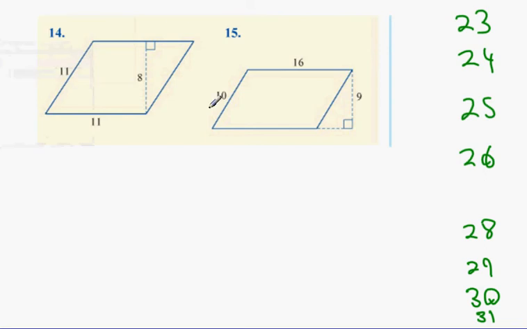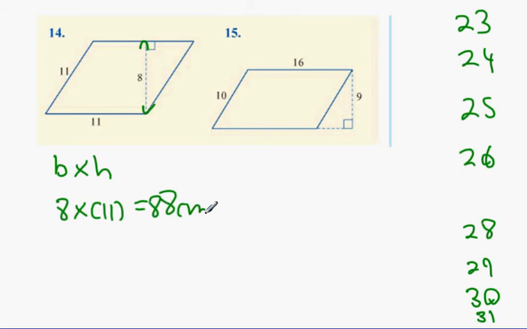This question here, you asked for the area of a parallelogram. Now the thing to remember is that a parallelogram's area is just base by height. It's not the slant height, it's the vertical height. So this one is 8 by 11, which is 88 centimeters squared. The next one is going to be 9 by 16, which gets you 144 centimeters squared. So just make sure, don't use the slant height, use the vertical height only, okay?